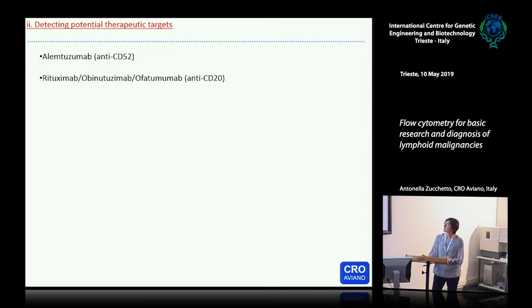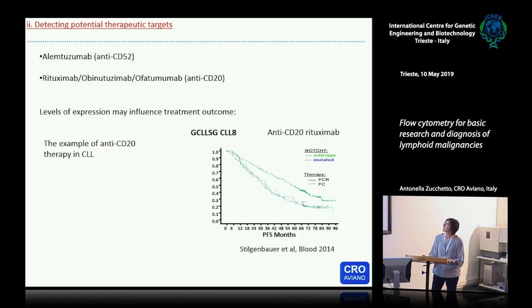Another important point is to use flow cytometry to detect potential therapeutic targets, and this is the case, for example, of anti-CD52 or anti-CD20, that is known as rituximab, because the levels of expression may influence the treatment outcome of the patient. So here I reported the example in chronic lymphocytic leukemia, where I don't know if you are familiar with these curves, but the higher the curve, the better the prognosis.